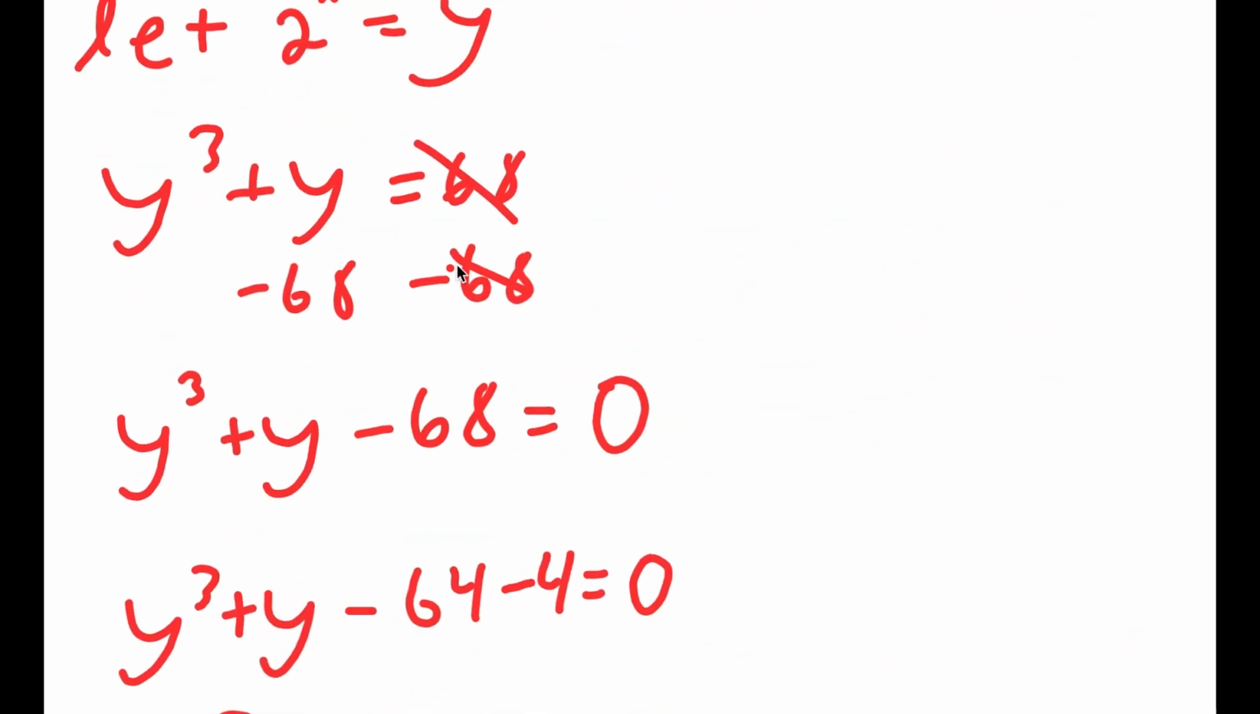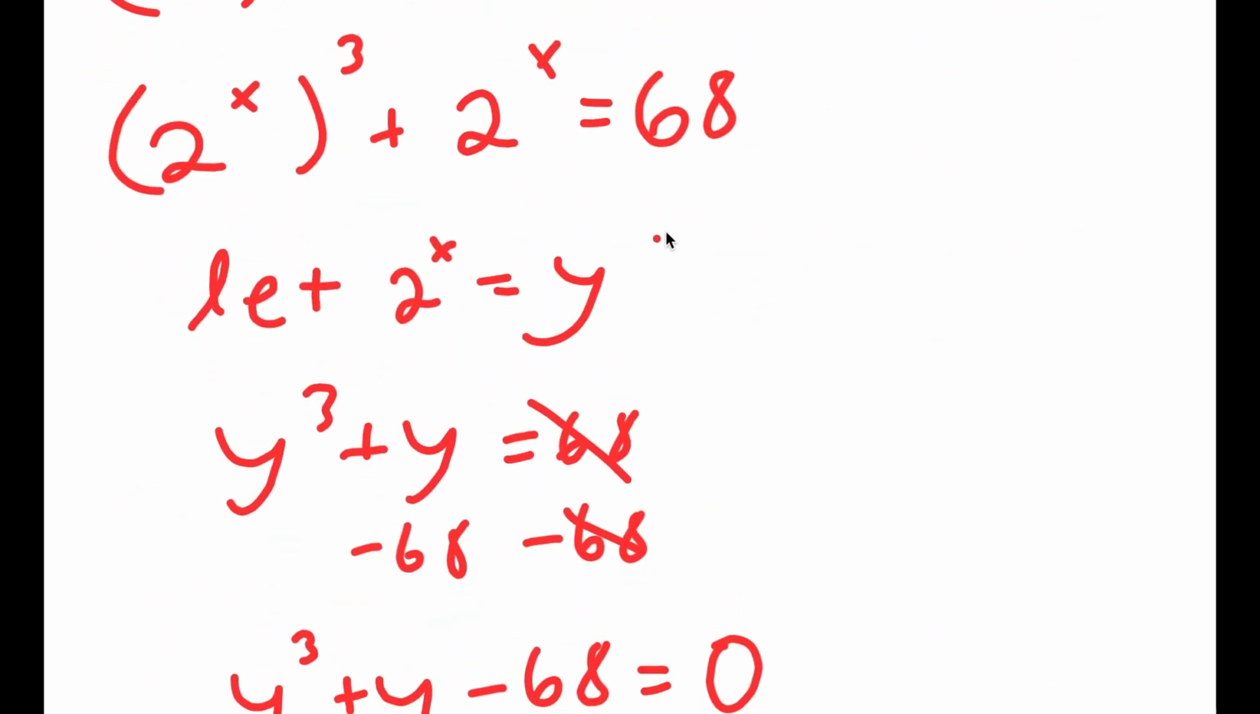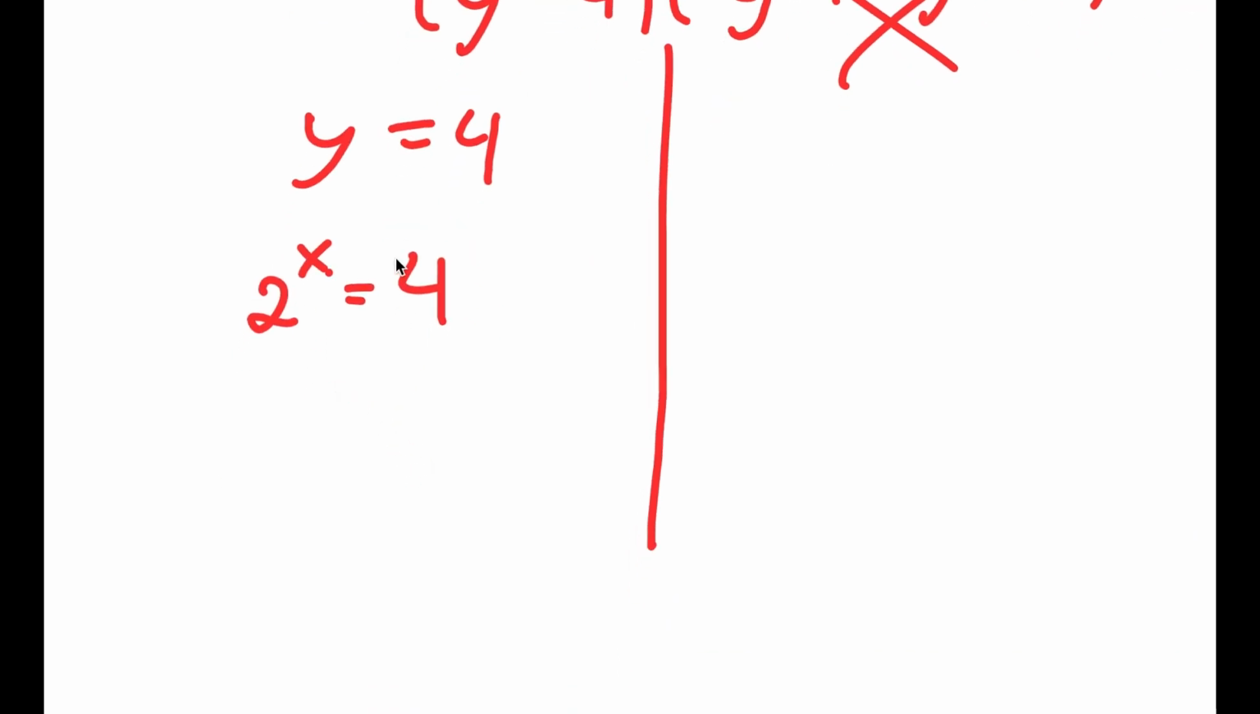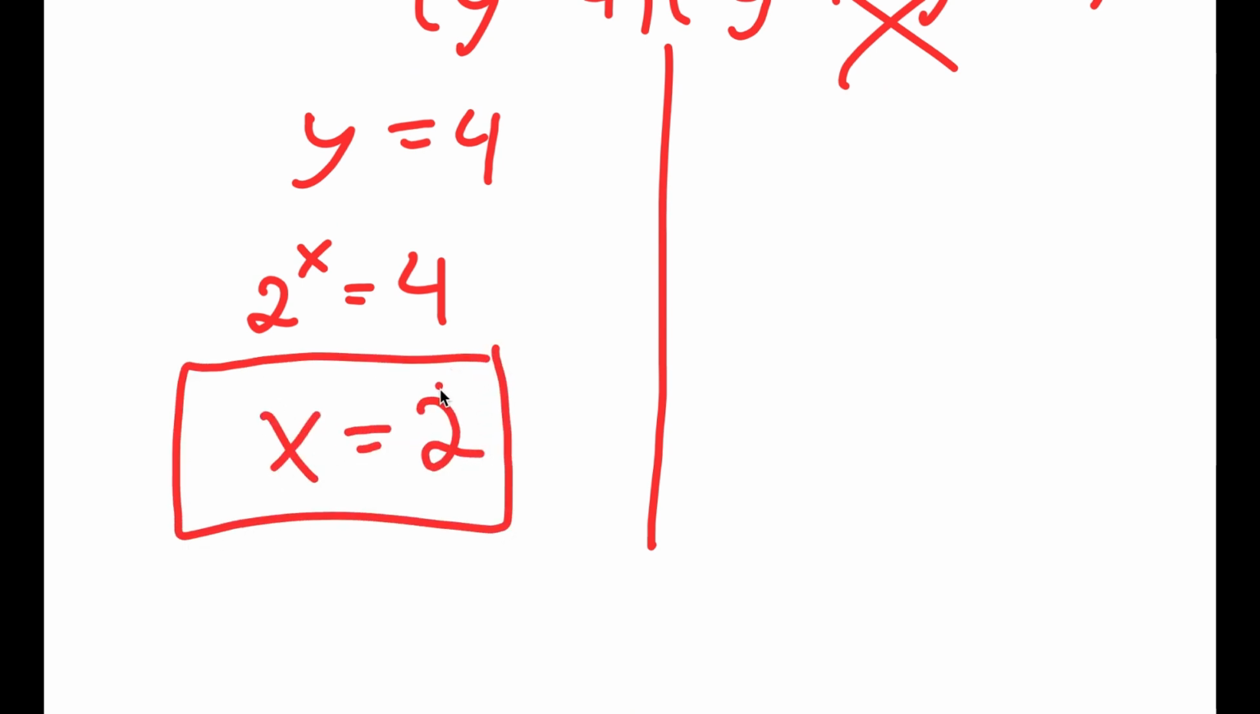and y equals 4 is my only solution. Now remember how we let 2 to the power of x equal y. So now we have 2 to the power of x is equal to 4, and 2 to the power of what equals 4? 2. So I get x is equal to 2, and this is my solution.